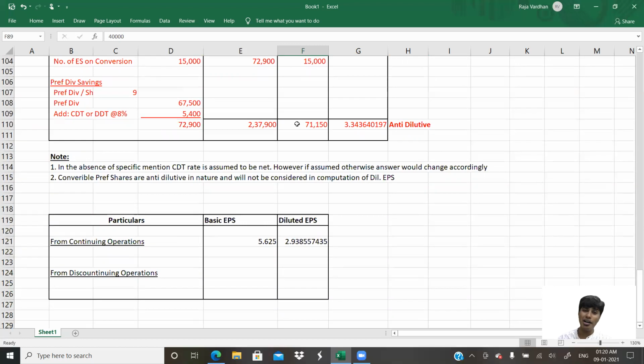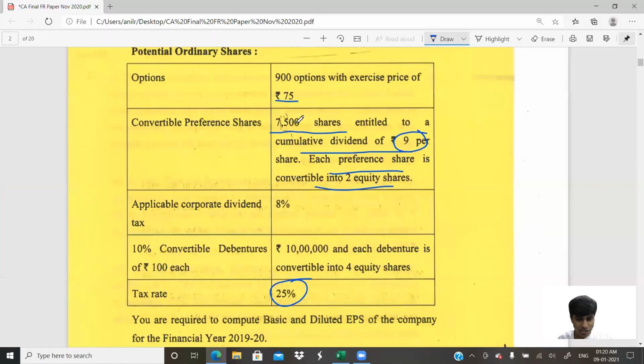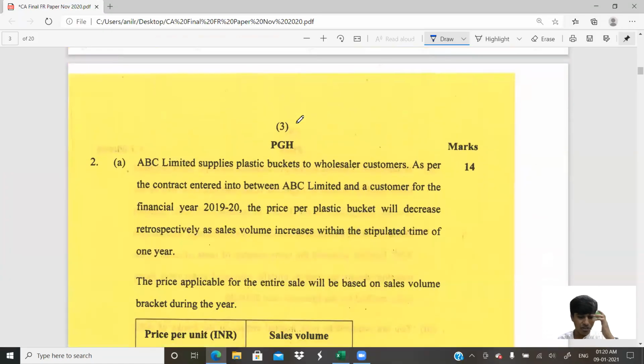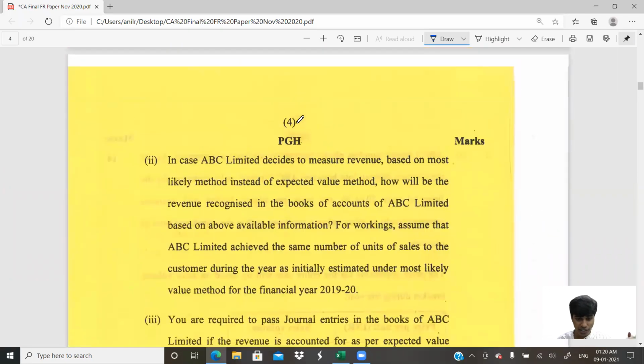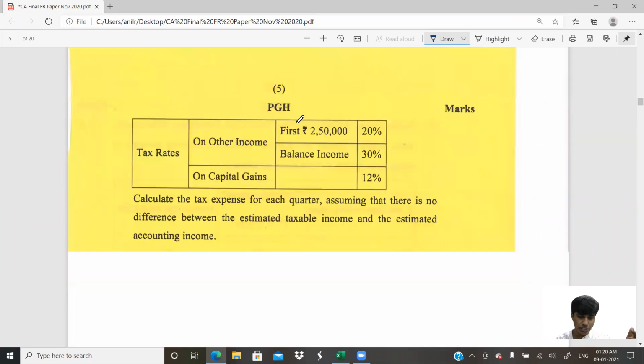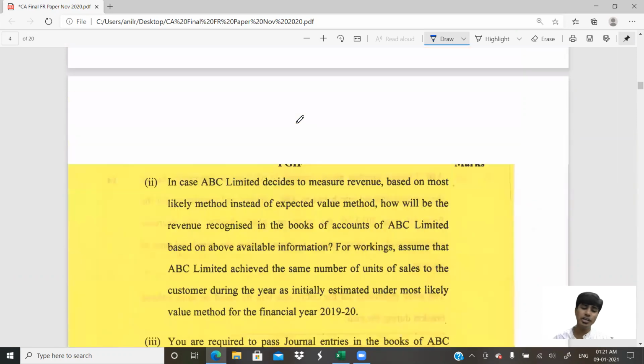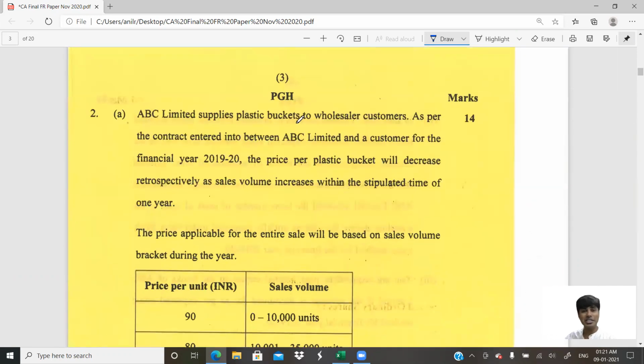See you all in part 2 of this discussion of CA Final November 2020 Financial Reporting, wherein we'll discuss question number 2. I think we have 2-3 sub questions, whatever it is. So how many do we have? We have 2A, 2B. Within 2A there are sub questions. Then we have 2B. Yeah, that's it. That is what we'll be seeing in the next part of this video.